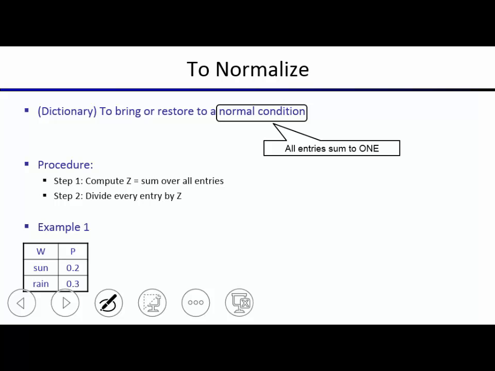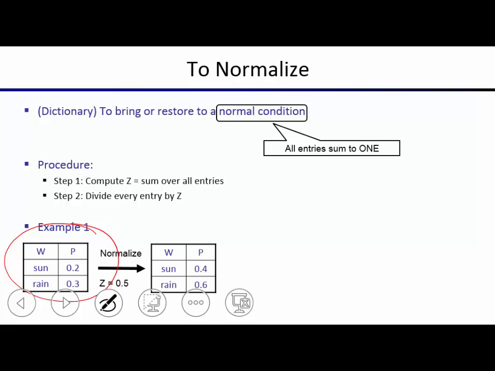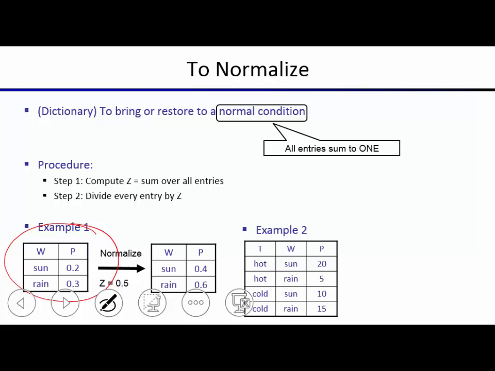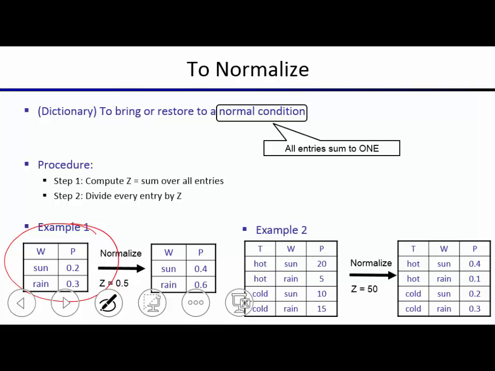Here's a first example. We have a table, 2 entries. It's not normalized yet because it sums to 0.5. We compute z as 0.5, divide by it, and we have a normalized table. This can actually also happen when your entries sum to something more than 1. In this case, this sums to 50. Fine. So z is 50 in this case. We divide every entry by 50, and here's our normalized version of that table.